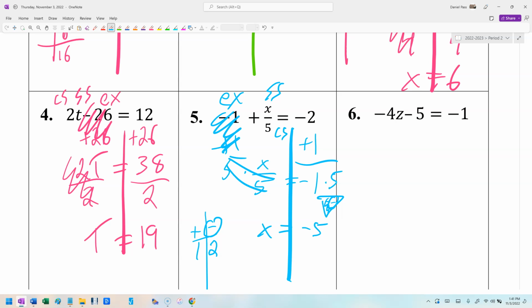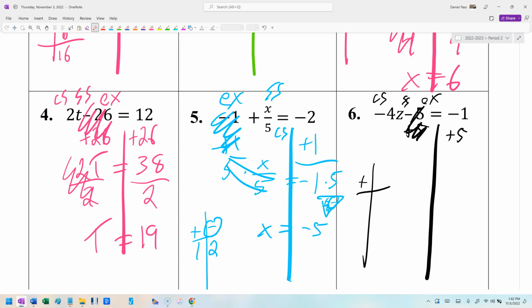Superstar. Z is superstar. Co-star, negative 4. Extra, negative 5. Do we agree, everybody? Yes. What do we get rid of first, everybody? Superstar, co-star, or extra? Extra! So how do we get rid of the extra? We do plus 5 on both sides. And this might be a good one for good guys, bad guys. We have 5 and 1. Good guys win by 4. Negative 4z equals positive 4.